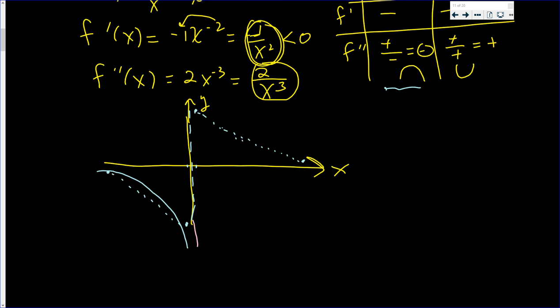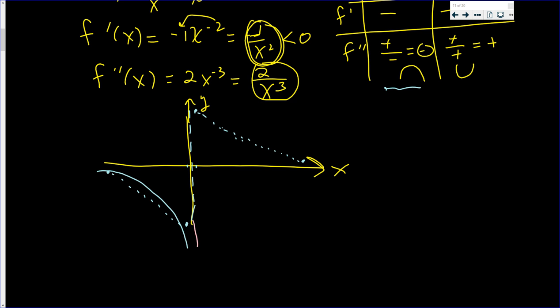Oops. And then it's going to be concave up, and that's going to be like that. It's exactly what we expected to get. So that's the good practice one, in my opinion. One where you know what you're supposed to get.